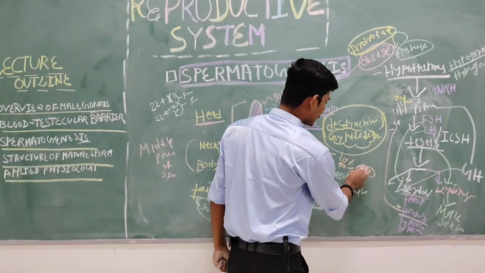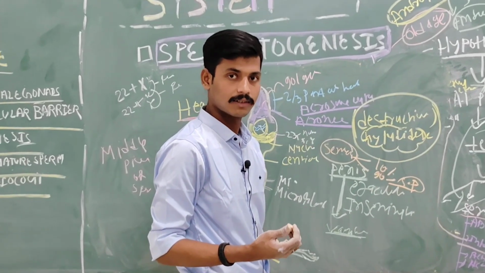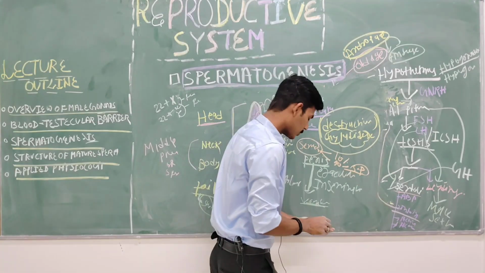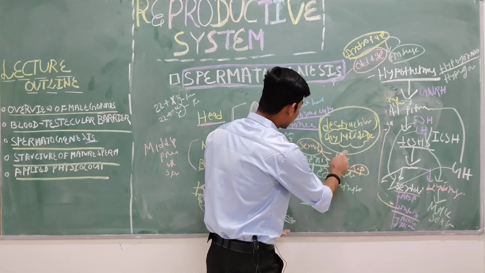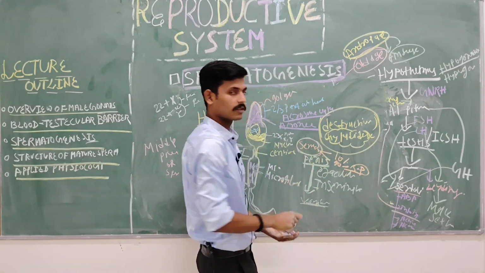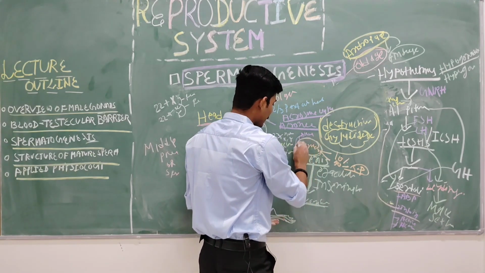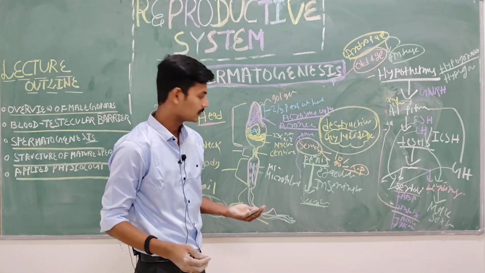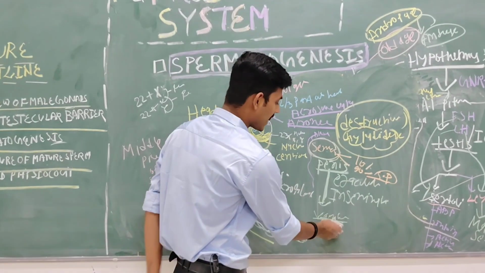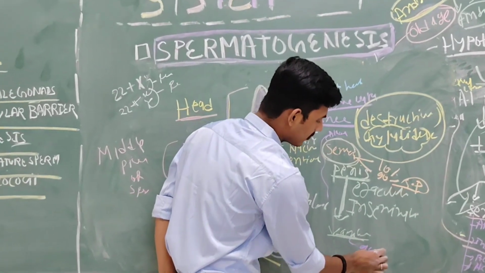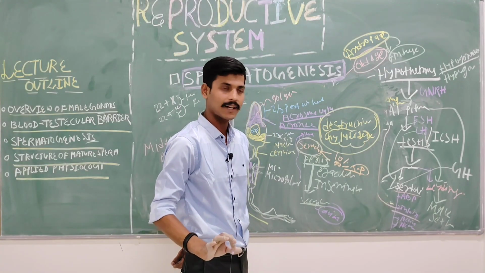The seminal plasma is a collection of secretions from the accessory sex glands, that is the prostate gland and bulbourethral gland. Are you following? Now, the chemical nature of this semen is alkaline or basic, and this alkaline nature helps the sperm sustain in the vaginal environment, because the vaginal environment is acidic. Are you understanding? I'm not going fast.